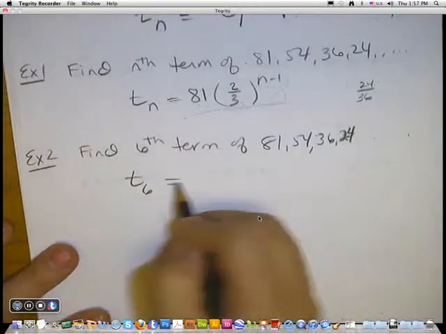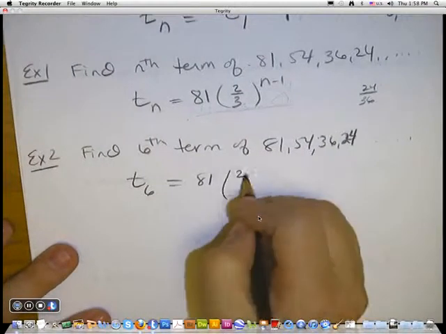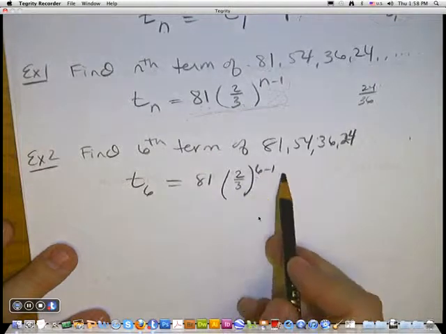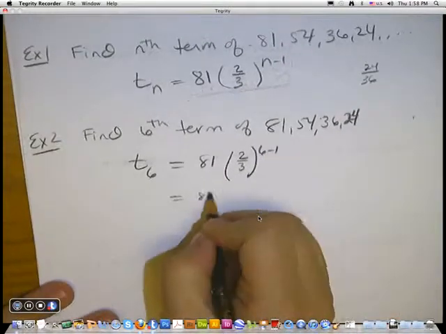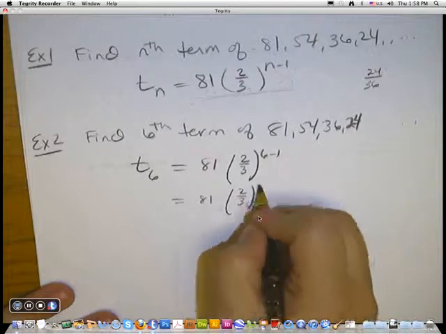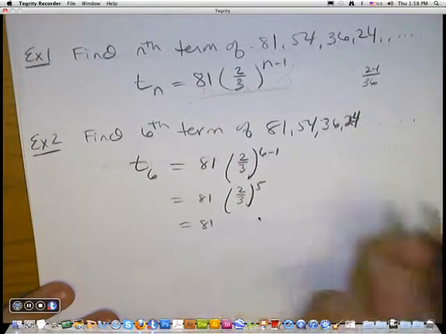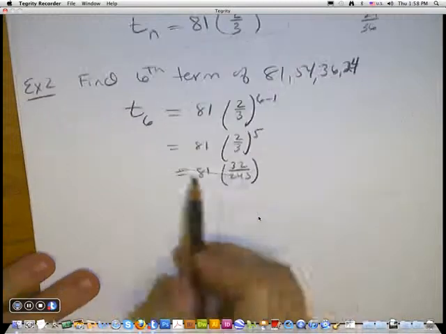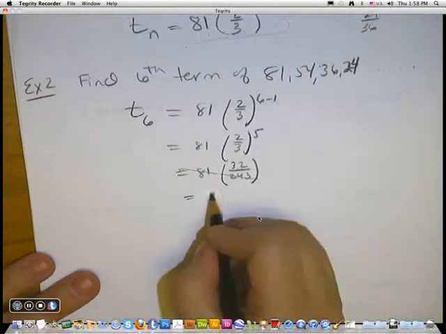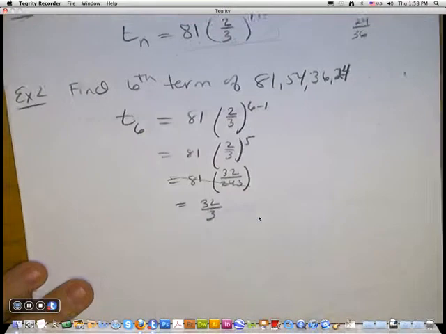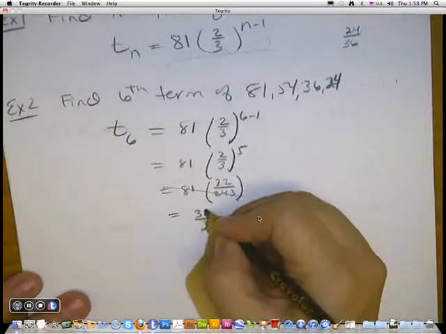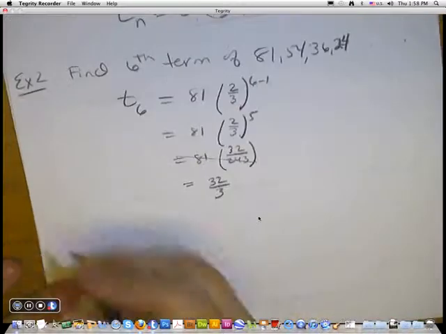If I want the 6th term, it's going to be 81, and then 2/3, and then 6 minus 1, because the term I want is the n. So that's 81 times 2/3 to the 5th power. So that's 32 over 243. That reduces, so we get 32/3. The 6th term in the sequence would be the number 32/3.